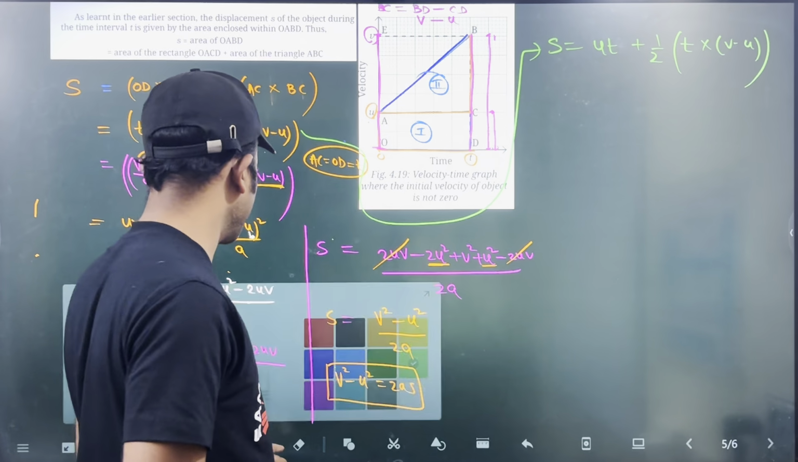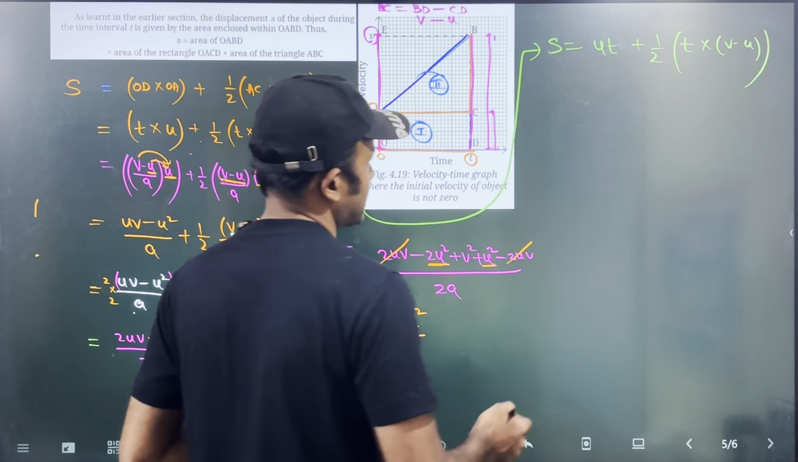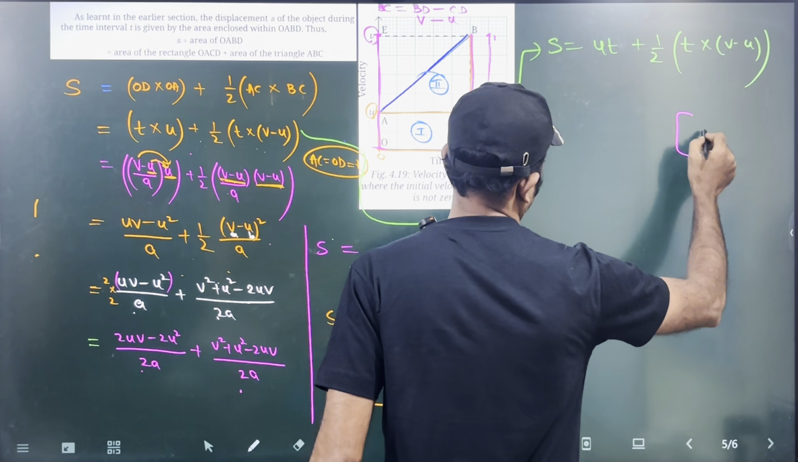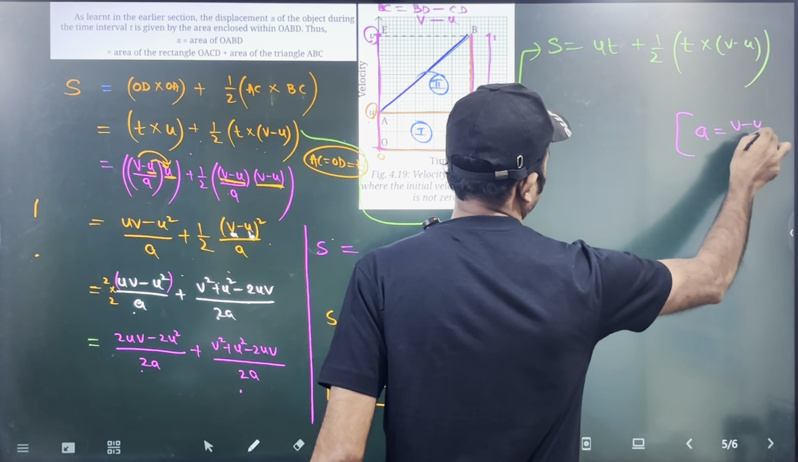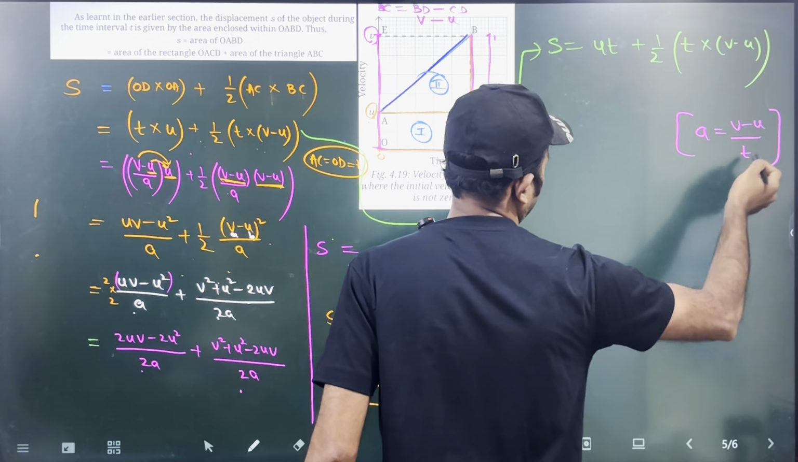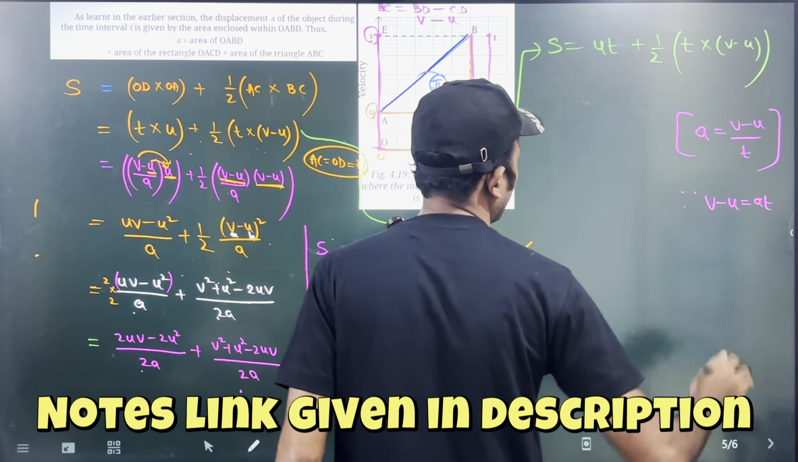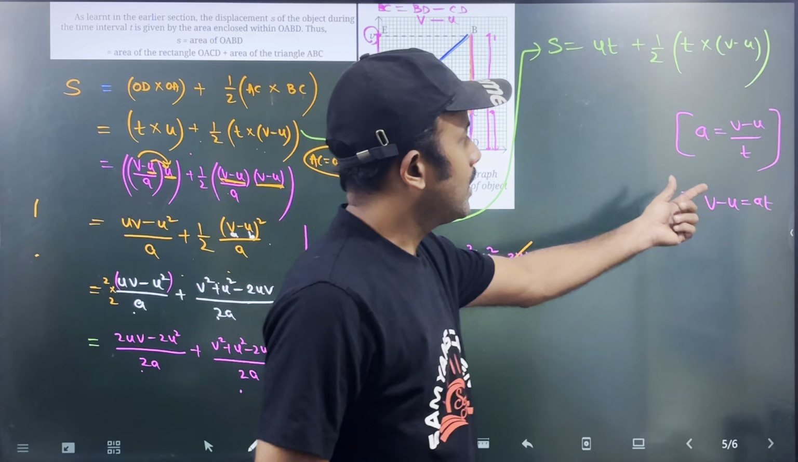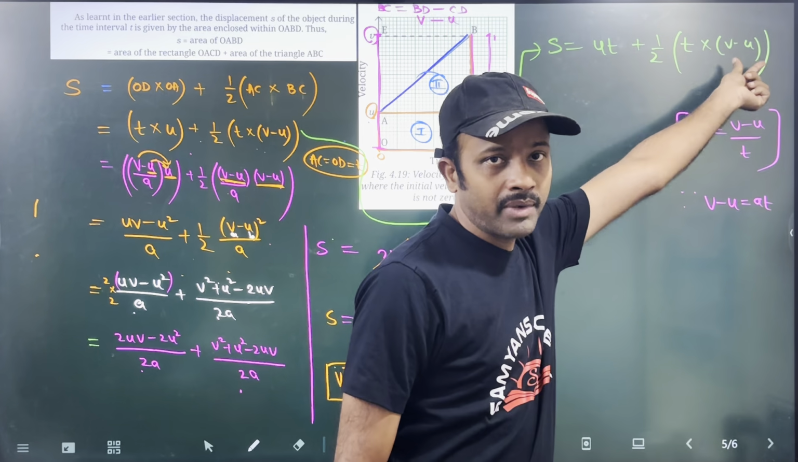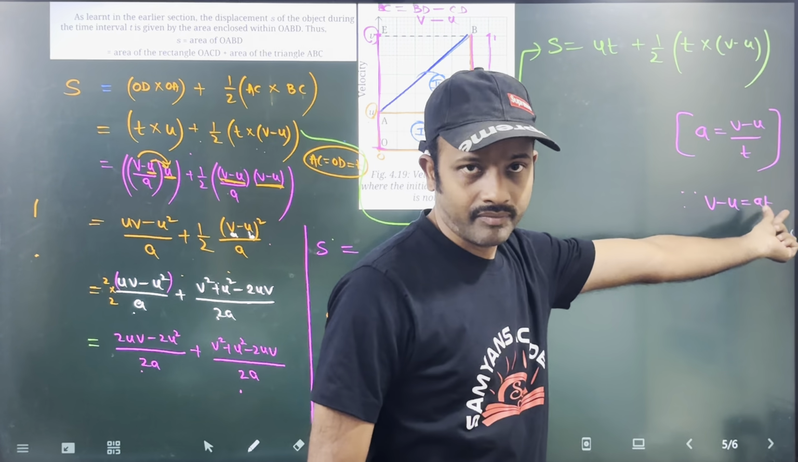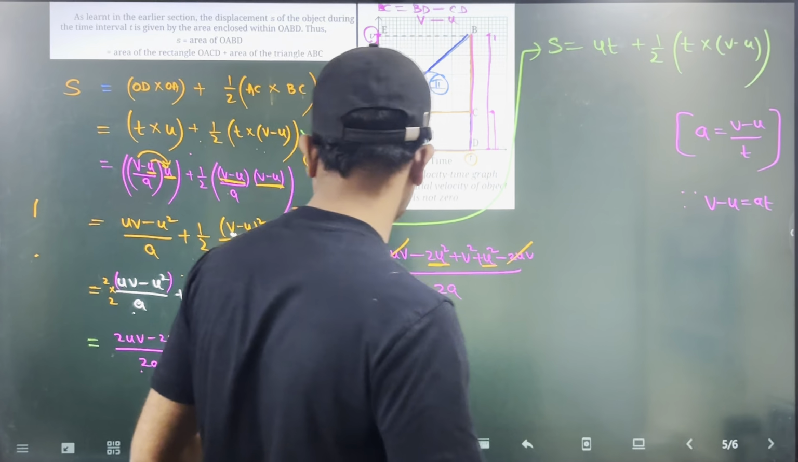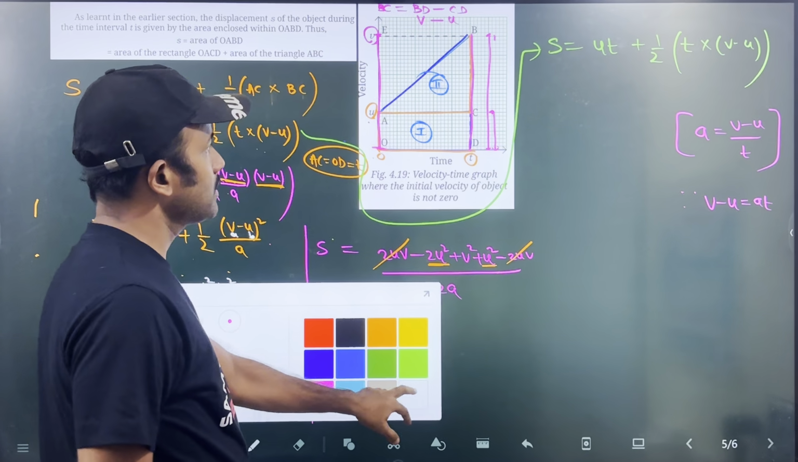Now you do one thing here. From the first equation of motion we know that a equal to v minus u by t. From this we can write v minus u equal to at. So now what we are doing here is, in the place of v minus u, just put the at, then you will get the second equation of motion. Okay, so let us try this.